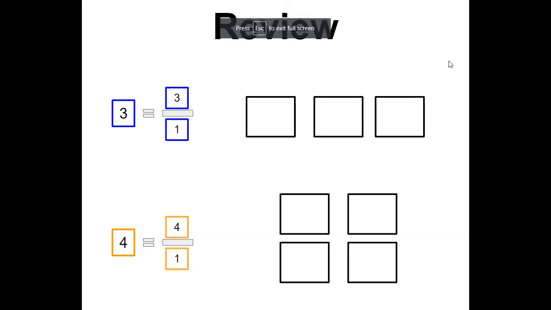We can see, looking at these models and at the fractions, that each whole number can be represented as a fraction when the denominator is 1. Let's keep this in mind when we're multiplying whole numbers and fractions.